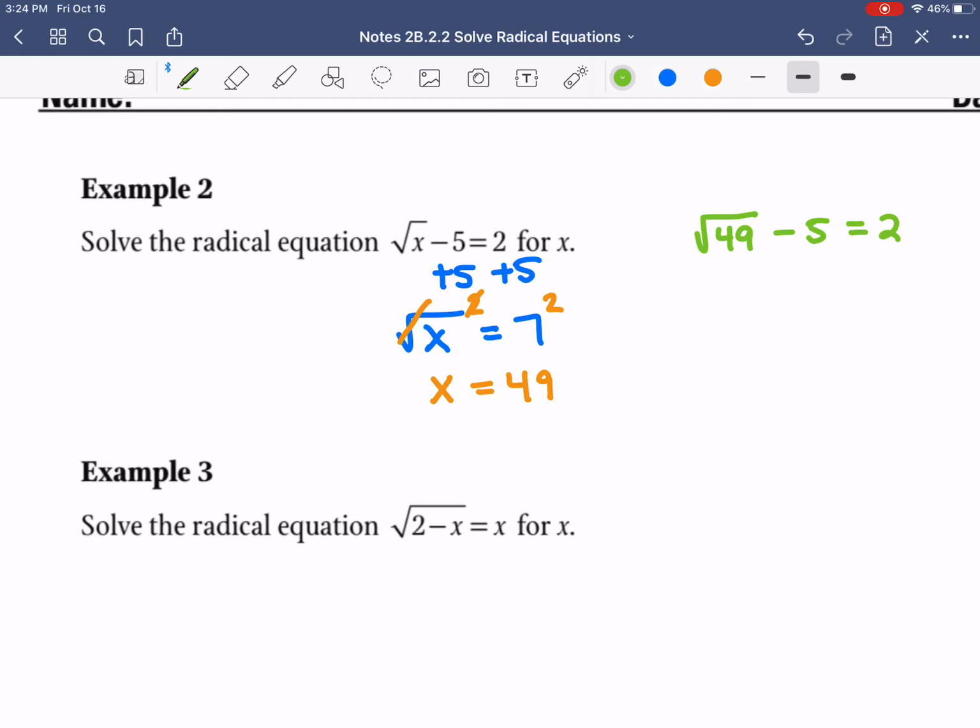I get square root of 49, which is 7. 7 minus 5 equals 2. Check, it works. So this is just my little check to make sure that it's true.